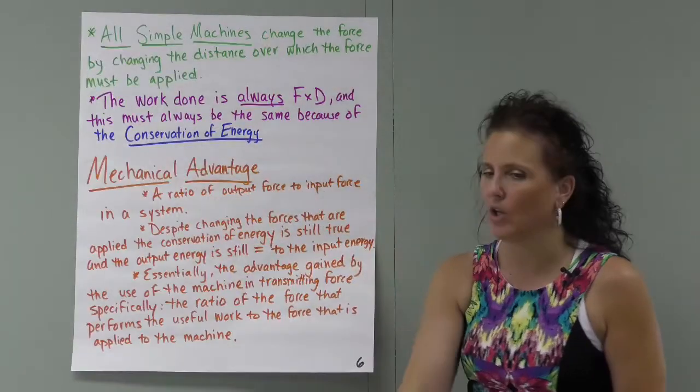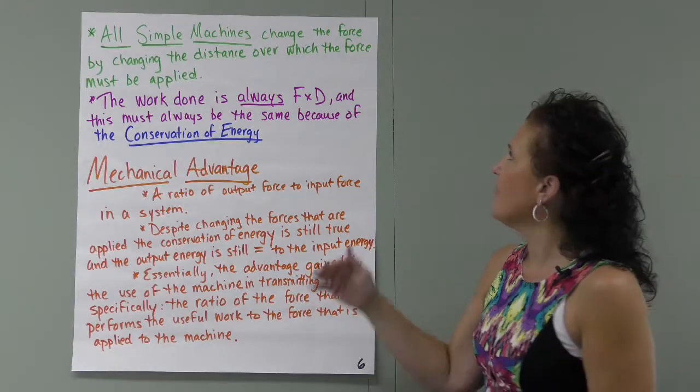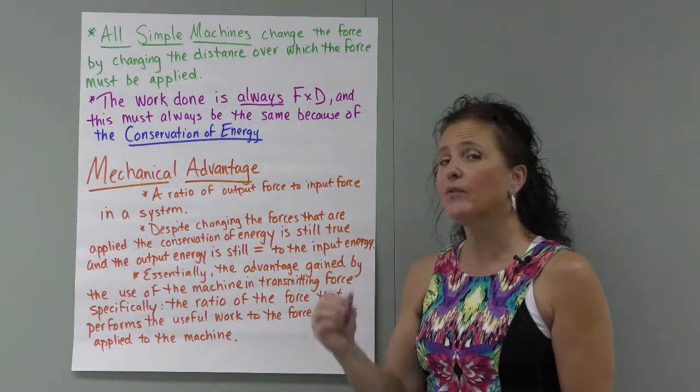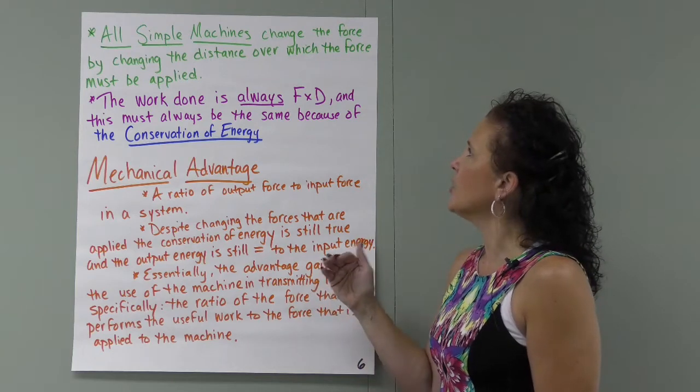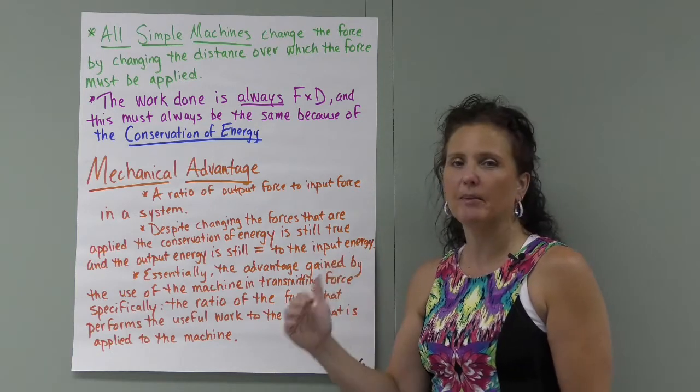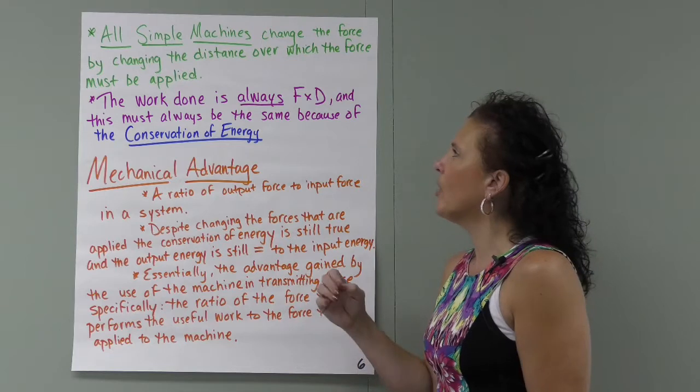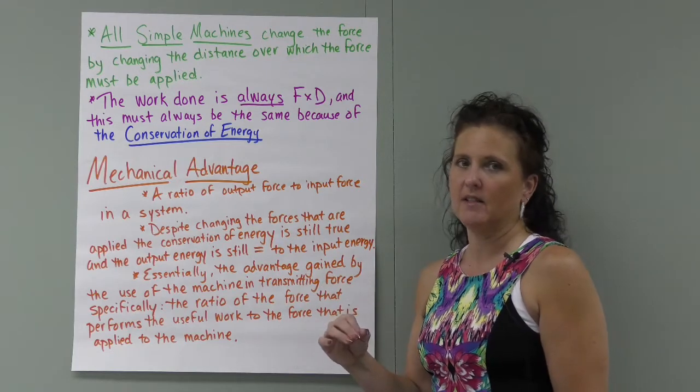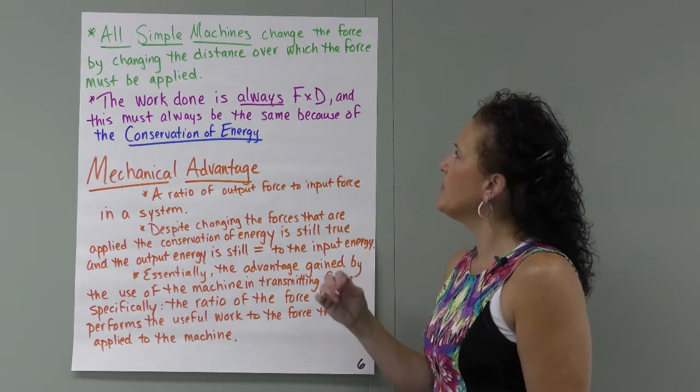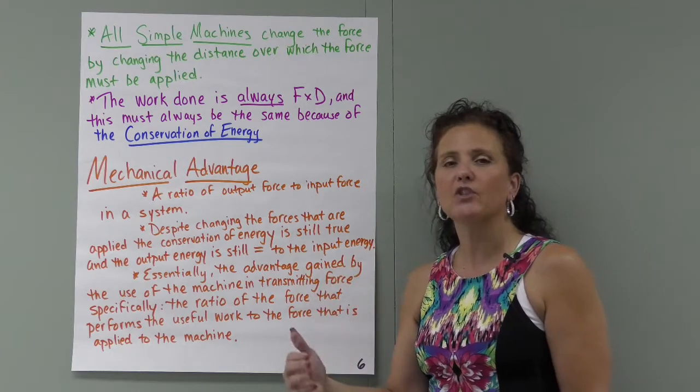The last thing we want to look at is the fact that all simple machines change the force by changing the direction or the distance over which the force must be applied, right? The work done is always force times distance. And this must always be the same because of the law of conservation of energy.